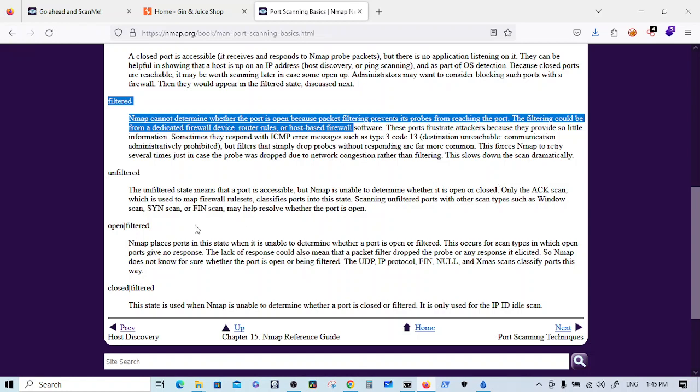All right. Open|filtered means that Nmap places ports in this state when it is unable to determine whether a port is open or filtered. Closed|filtered means Nmap is unable to determine whether the port is closed or filtered.